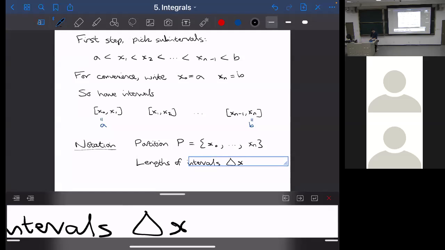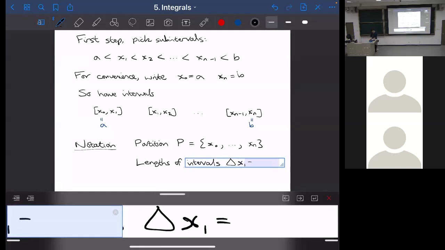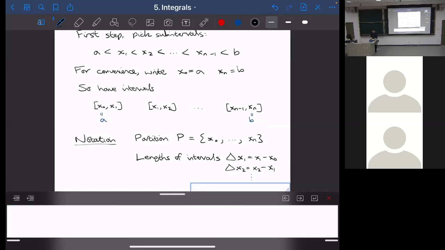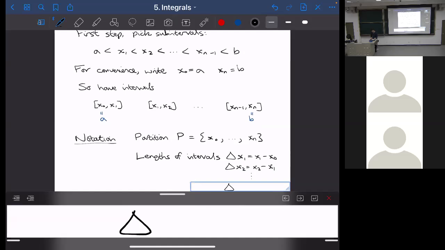Okay, so I'm going to write the lengths of the intervals like this. Delta x1, x1 minus x0, delta x2, x2 minus x1, all the way up to, what's the last one? The last one is delta xn, because xn is the last number. So we have these.